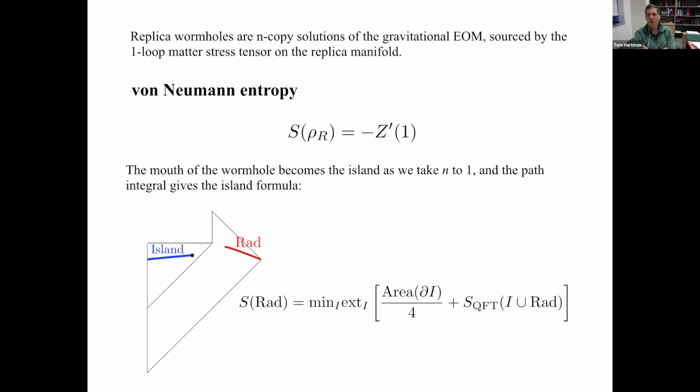So these replica wormholes are n-copy solutions of the gravitational equations of motion sourced by the quantum effects, the one-loop matter stress tensor on the replica manifold. I've described the case of n, but for the von Neumann entropy, we need to be able to analytically continue. We need to be able to do this calculation for all n and continue n to 1. This actually turns out to be doable. You can set up the right boundary conditions as a function of n, and you can solve the Einstein equations for n near 1 and use that to calculate the von Neumann entropy. What happens is that the mouth of the wormhole becomes the island as we take n to 1, and the path integral gives exactly the island formula for the von Neumann entropy.